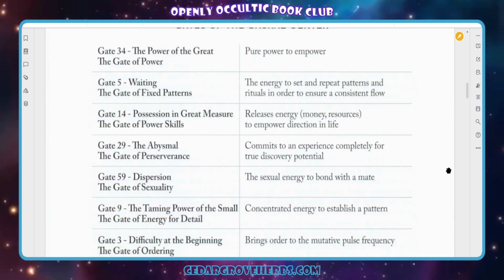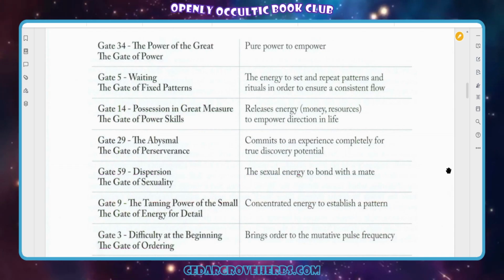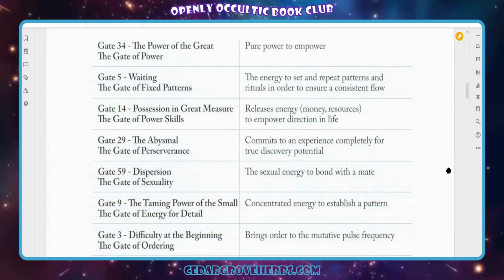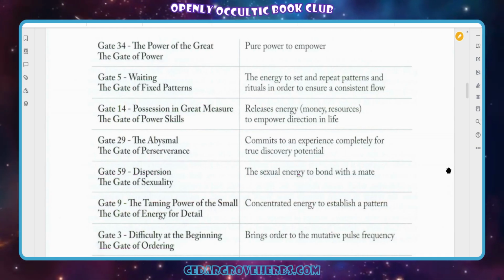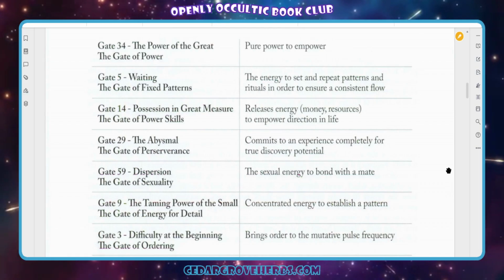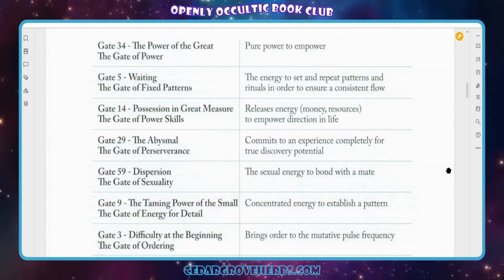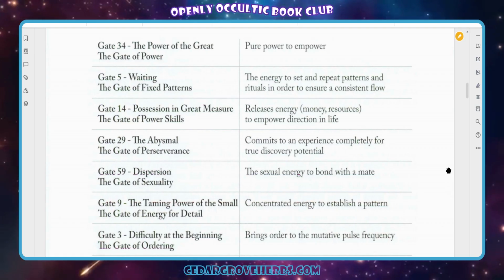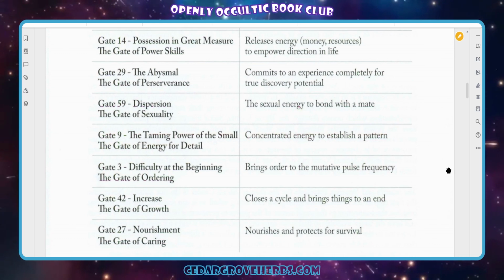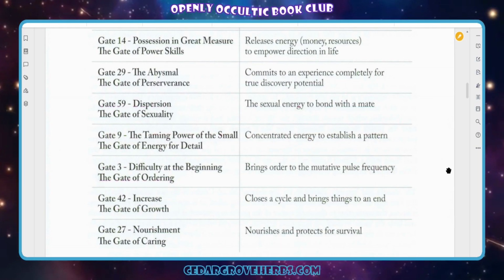Gate 14, possession in great measure, the gate of power skills. It releases energy like money and resources to empower direction in life. Gate 29, the gate of perseverance, commits to an experience completely for true discovery potential. Gate 59, dispersion, the gate of sexuality, the sexual energy to bond with a mate.